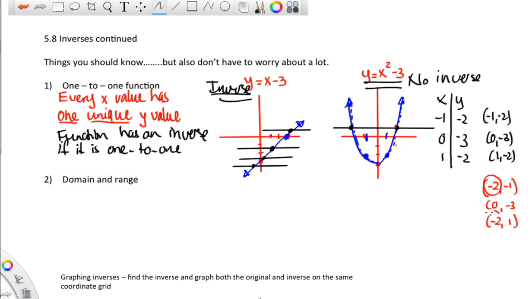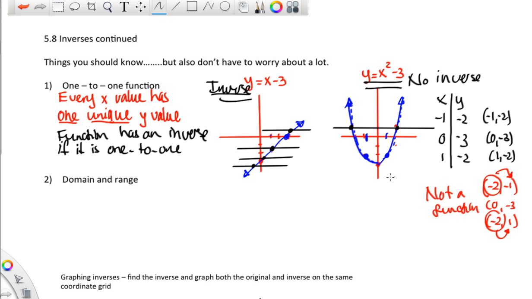And then here you have the problem. At a negative 2, sometimes you're a negative 1, and sometimes you are a 1. So this is not a function, right? Because a function is not allowed to have repeating x values. So that's what you get, okay?